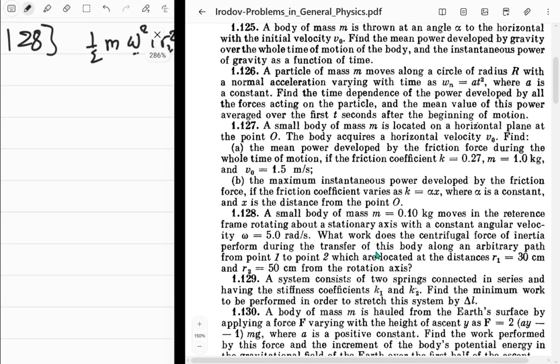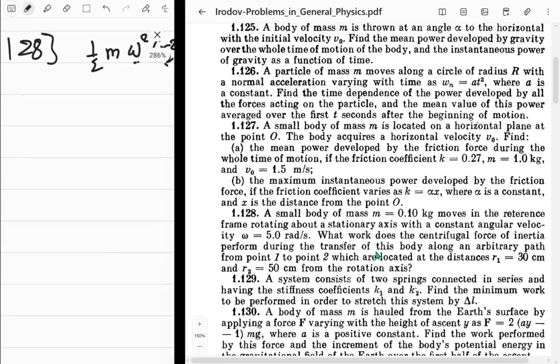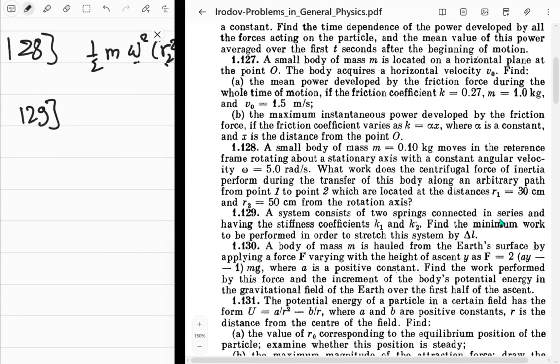Next. 129. A system consists of two springs connected in series and having the stiffness coefficients K1 and K2. Find the minimum work to be performed in order to stretch the system by delta L. I mean, come on, really?